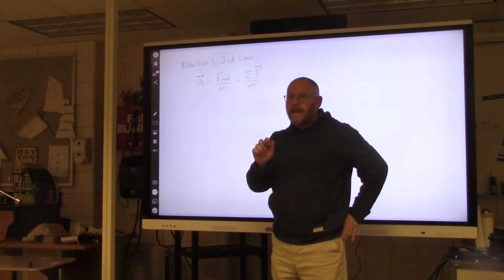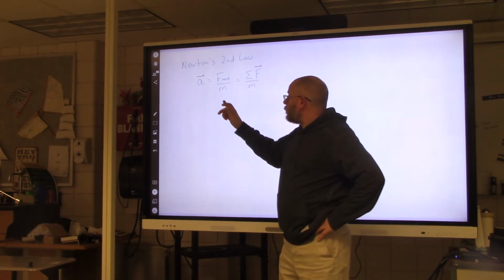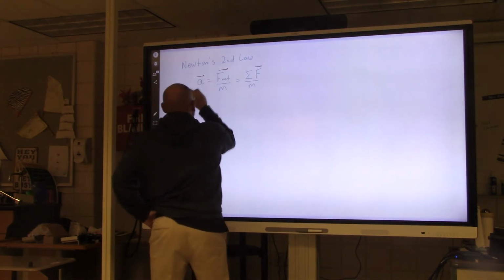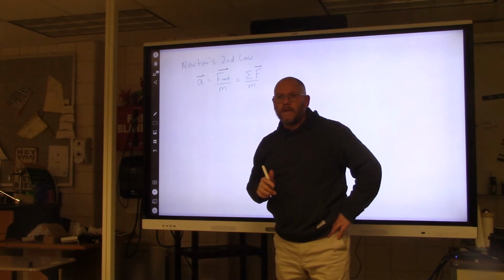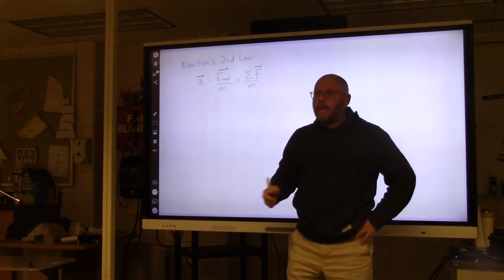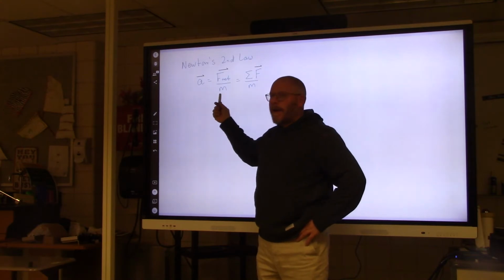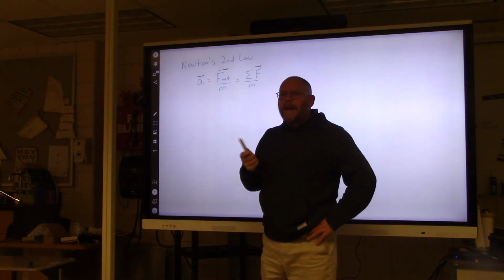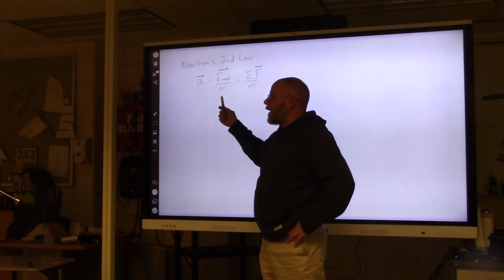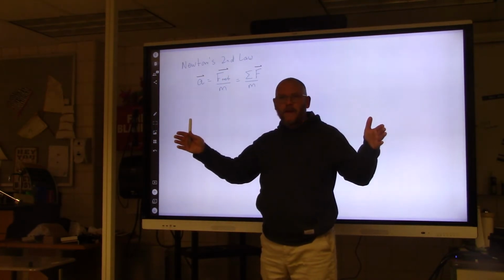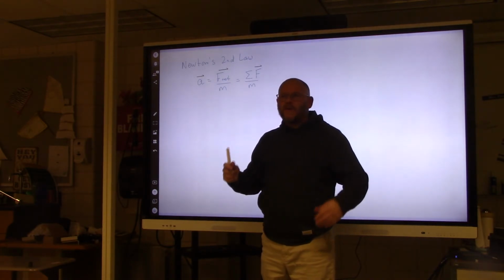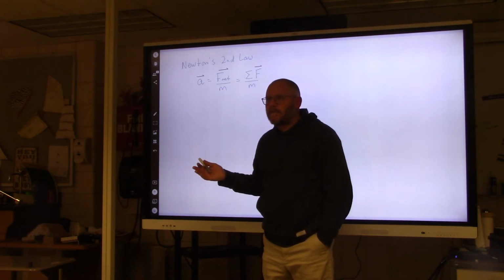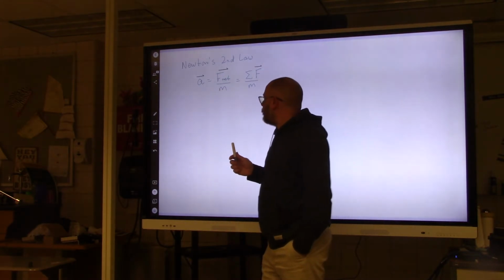Now, what does this tell you? It tells you a couple things. What does it tell you about the direction of the net unbalanced force and the direction of the acceleration? They have to be in the same direction, because these are both vectors, and you're dividing by a scalar. If they weren't in the same direction, it makes no sense, because dividing a vector by a scalar just changes the length of the vector. It doesn't change the angle. So the acceleration and unbalanced force have to be in the same direction. They have to be, right? Okay.